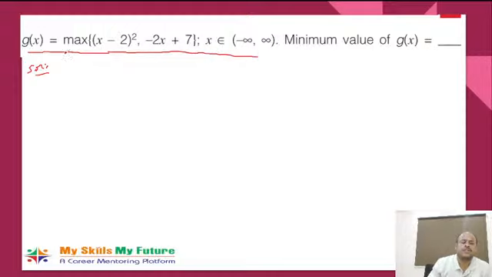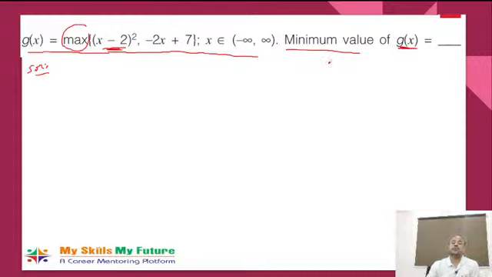What is given? Some function g of x is given, the maximum of two curves: x minus 2 whole square, which is actually a parabola, and this is some straight line, minus 2x plus 7, where the x range is given as minus infinity to plus infinity. The question is asking for the minimum value of g of x.